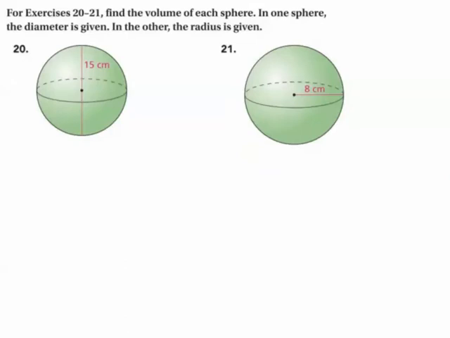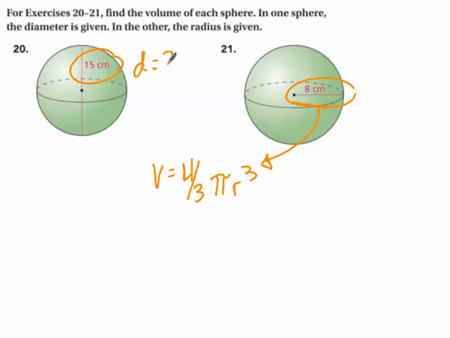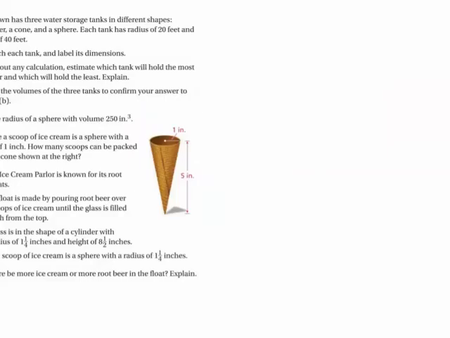Find the volume of the spheres. Again, the equation is 4/3 pi r cubed. I'm given a radius here. I simply substitute that in. Over here, I'm given a diameter. I know that there are 2 radiuses in a diameter. My radius is 7.5 centimeters, and I substitute that into here.